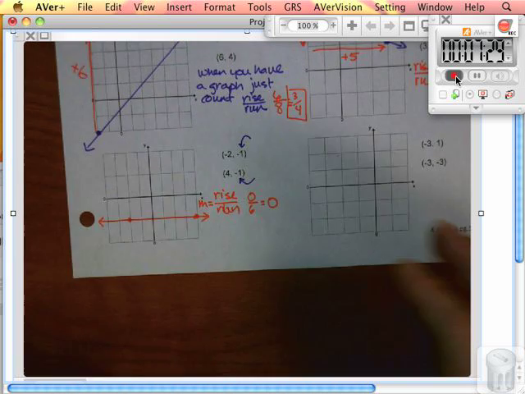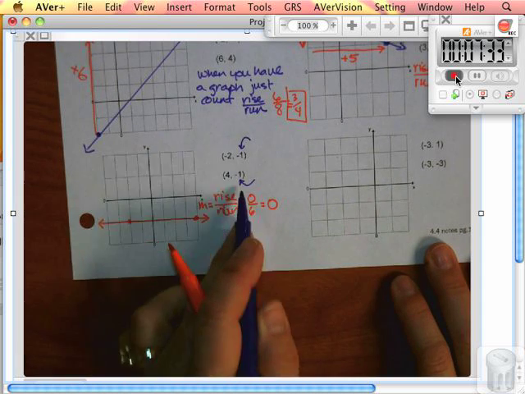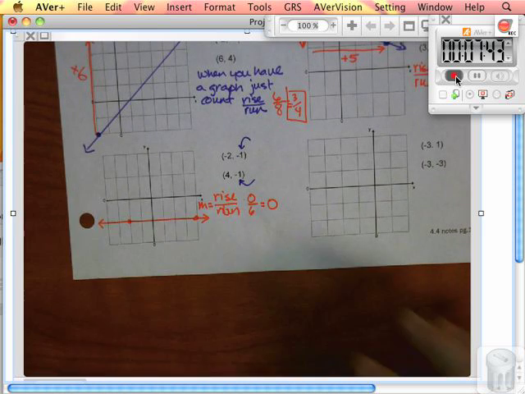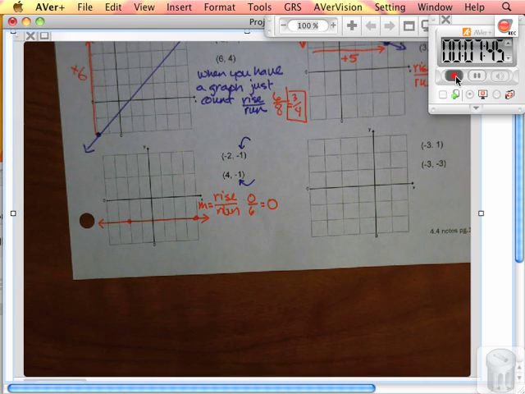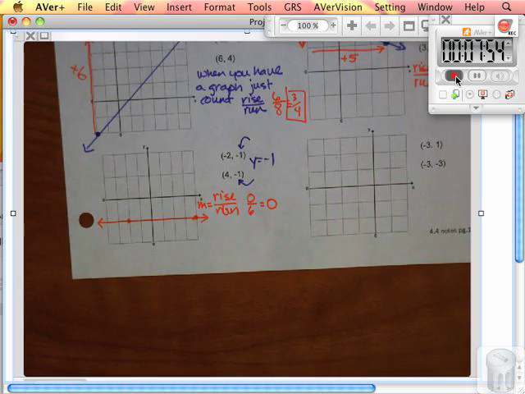Does anybody know what the equation of this line is, if that's the case? If all the y-coordinates are -1, what's the equation of that line? Y will always be -1. So say that as an equation. Y equals -1. That's the equation. Remember, you were graphing those yesterday or the day before.